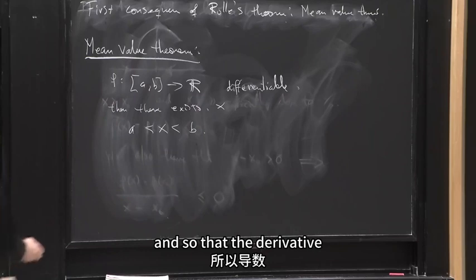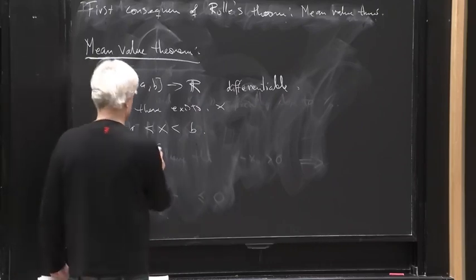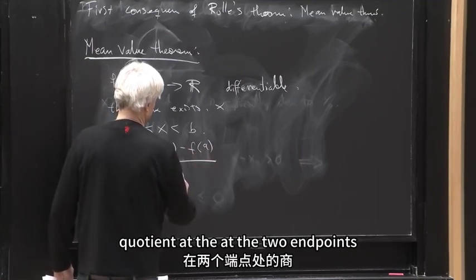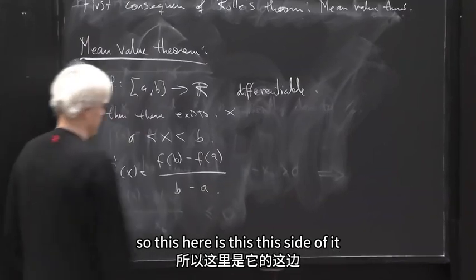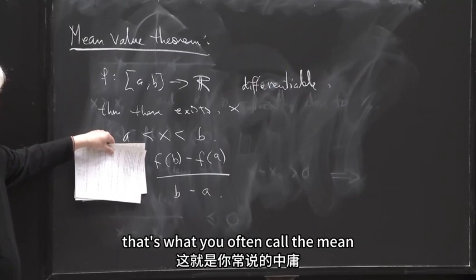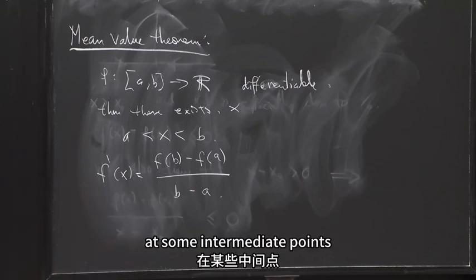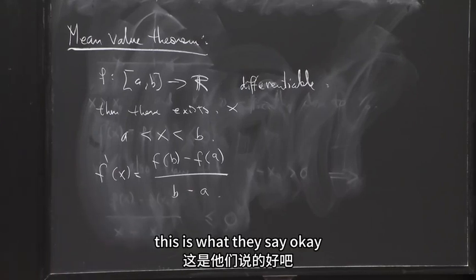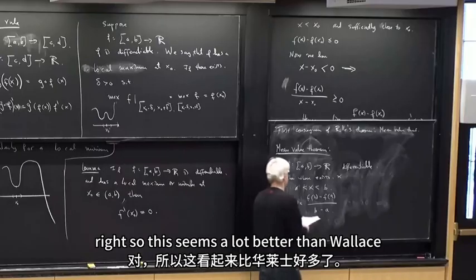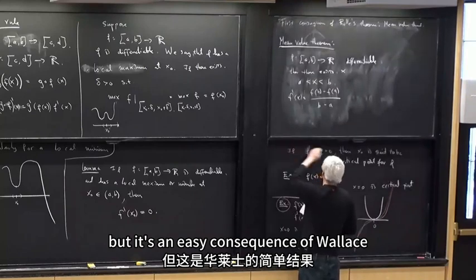so that the derivative at x is equal to the difference quotient, where you do the difference quotient at the two endpoints. So this here is this side of it. That's what you often call the mean, and the mean is equal to the derivative at some intermediate point. This is what they say. Okay. So this seems a lot better than Rolle's theorem, but it's an easy consequence of Rolle's theorem.